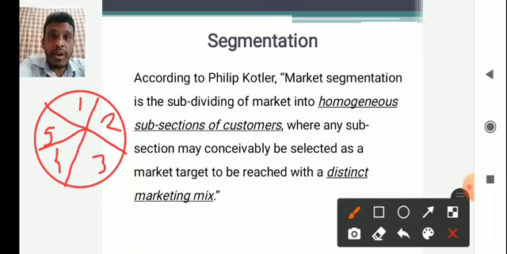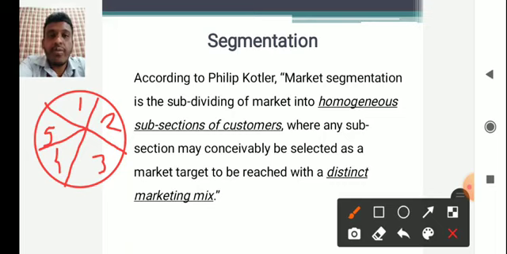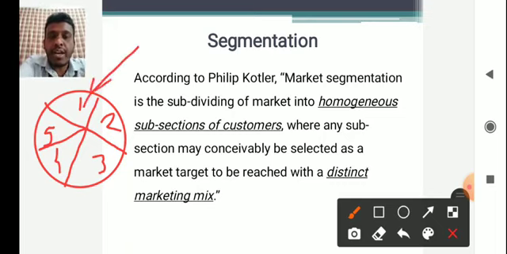Now how are you going to divide this? Just because you want to divide, you cannot divide. There are certain criteria you have to keep in mind when you are dividing this market. All the people within each segment should have a common characteristic which is identifiable, which makes it easier for you to market. Basically, you are segmenting the market because it should become easier for you to market it.